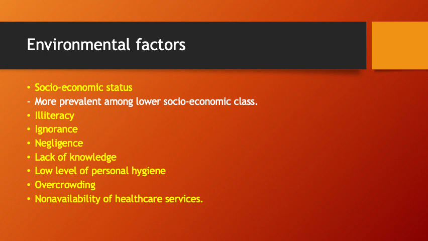Coming to environmental factors, the most important factor is the socioeconomic status. It has been seen that blindness is more prevalent among the lower socioeconomic class. Other environmental factors include illiteracy, ignorance, negligence, lack of knowledge, low level of personal hygiene, overcrowding, and non-availability of the healthcare services.